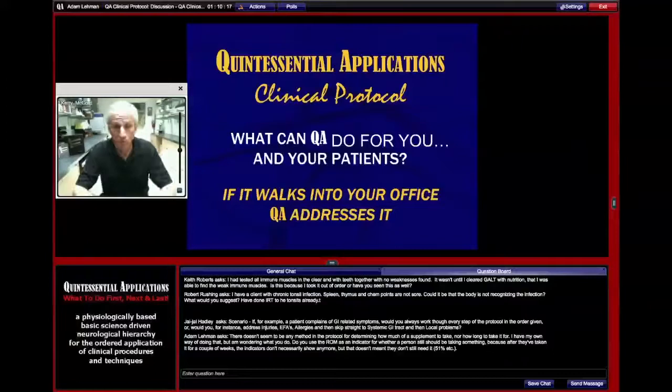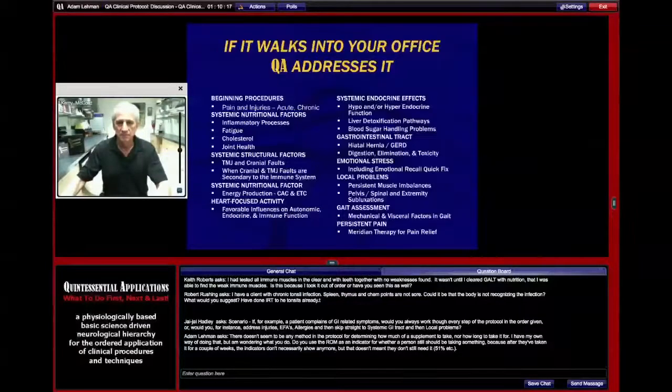So what can QA do for you and your patients? If it walks into your office, QA addresses it. Essentially, 90% of all the things that we see, QA addresses. So here's a simplified outline of what appears in the QA book called the QA Clinical Protocol.